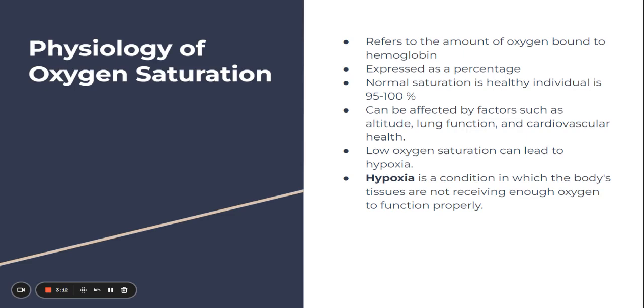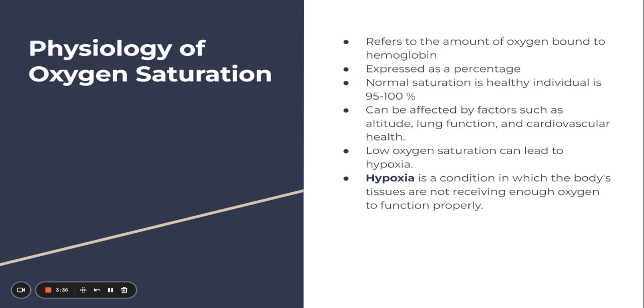It's important to understand that there are different types of hypoxia as well. There's systemic hypoxia, in which the entire body is affected, and local hypoxia, in which only a specific area is affected. And why we need to know this is because hypoxia can have serious consequences for the body, including cellular damage, organ dysfunction, and of course, in severe cases, death.